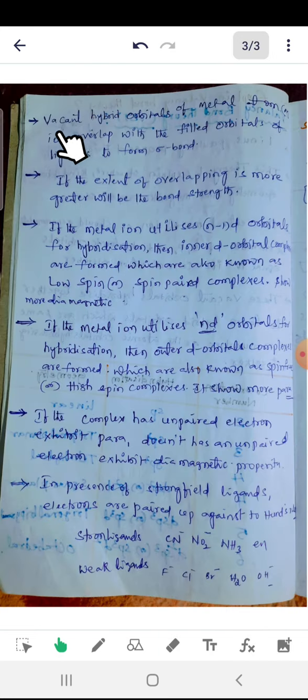Next point: vacant hybrid orbitals of the metal atom or ion overlap with the filled orbitals of ligands to form sigma bonds. So when metal and ligand orbitals overlap, which bond is formed? A sigma bond is formed. Next, the greater the extent of overlapping, the greater the bond strength. If the overlapping is more, the bond strength is also more. You have to remember that point.